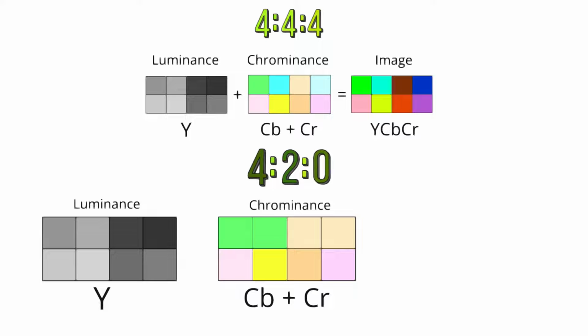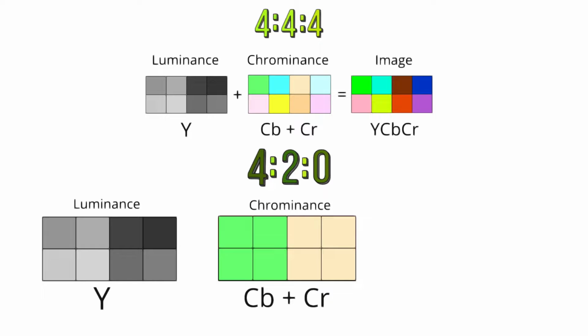The 0 in the 420 format indicates that there are no CB and CR components sampled in the second row. In the 420 format, the chrominance sampling is further reduced by not sampling the CB and CR components for the second row of pixels at all. Instead, the CB and CR values obtained from the first row are used for the second row as well. This means that the same CB and CR values sampled from the first row are applied to the corresponding pixels in the second row, effectively spreading one set of CB and CR samples over a 2x2 block of pixels.